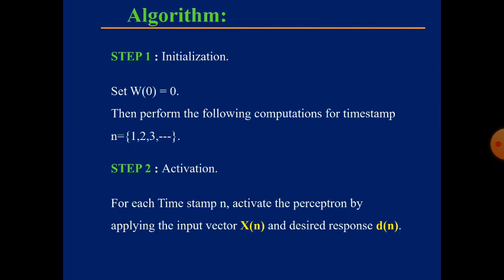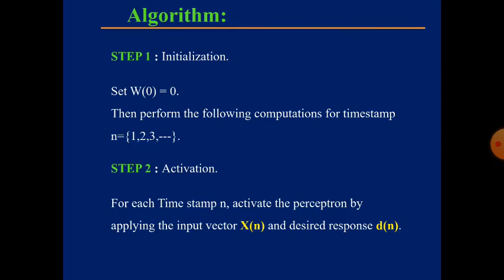So here initially we have to set all the weights to 0. All the weights are initialized to 0 initially. Then we have to perform the following computations for time step n equal to 1, 2, 3 and so on.